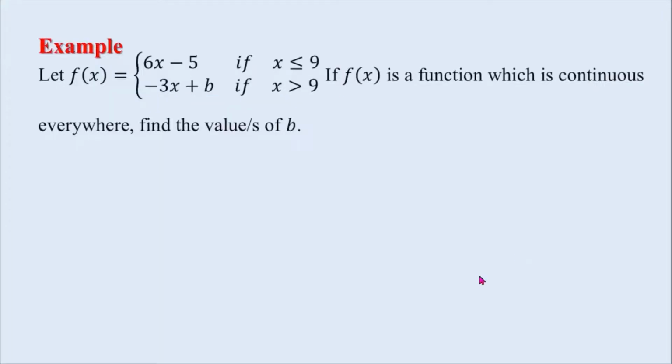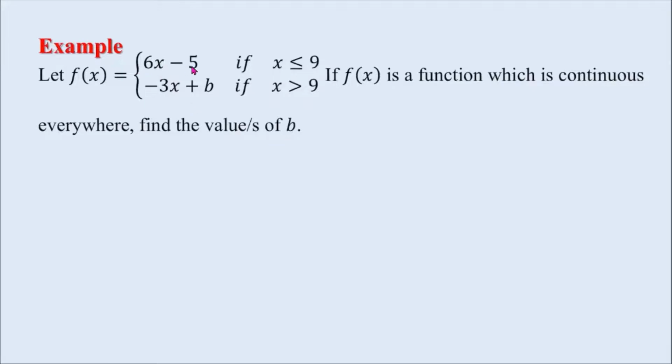So this question is on continuity. Let f of x equal 6x minus 5 if x is less than or equal to 9, and f of x equal negative 3x plus b if x is greater than 9. If f of x is a function which is continuous everywhere, we have to find the value, or maybe values, of b. How many values we get, we don't know.